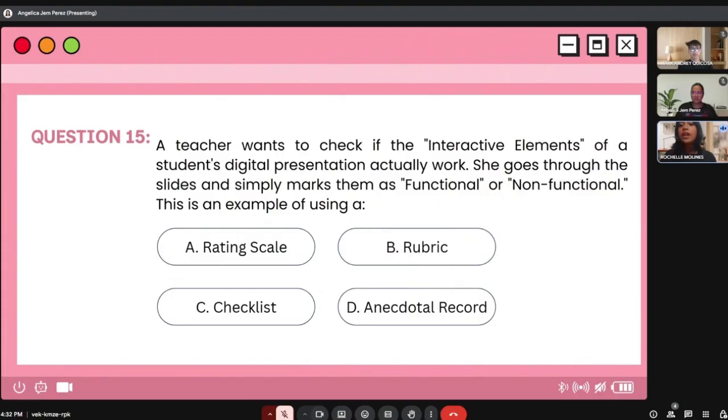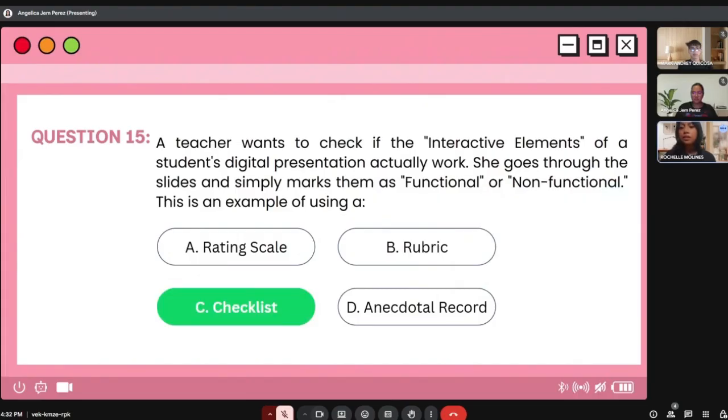The correct answer is checklist, because it involves marking whether the specific criteria are present or working using a simple yes or no method.